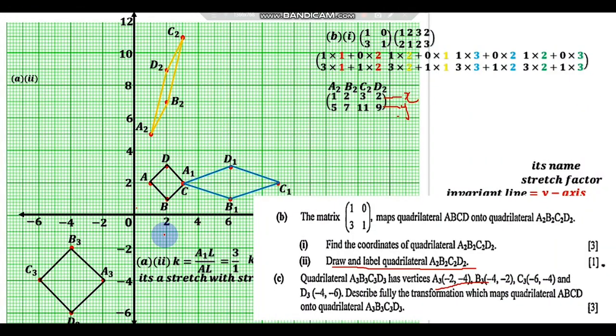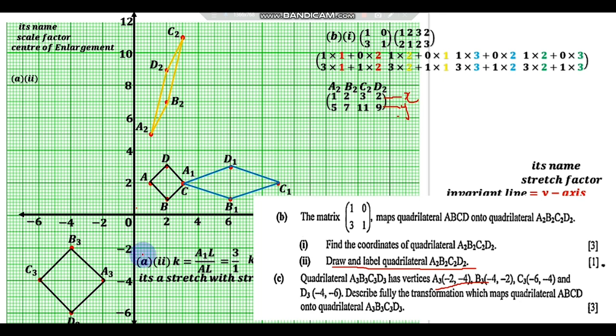So for us to be able to describe fully, there are again 3 things that we need to state. The first one, you need to state the name of the transformation. Second, you need to give the scale factor. For enlargement, we call it a scale factor and not a stretch factor. Then the last one, you need to state the center of enlargement. So the first step is to find the center of enlargement.